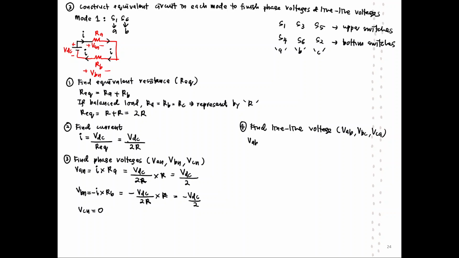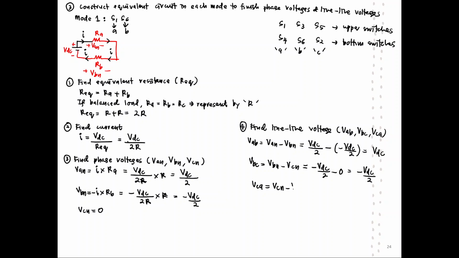And last, the fourth step is you need to find your line-to-line voltage. Your VAB will be equal to VAN minus VBN. Your VAN is VDC over 2, your VBN is negative VDC over 2, so you will get positive VDC. Your VBC is VBN minus VCN, which is negative VDC over 2 minus 0, so you get negative VDC over 2. Your VCA, C first, is VCN minus VAN, 0 minus VDC over 2, so you get negative VDC over 2. So this is the level of your line-to-line voltage for mode number 1.